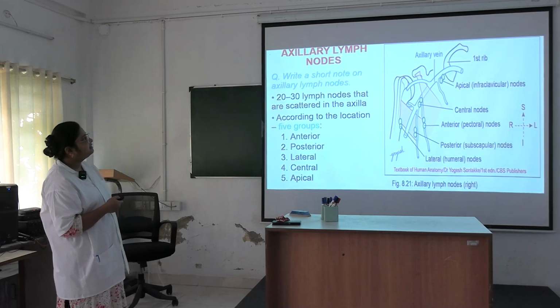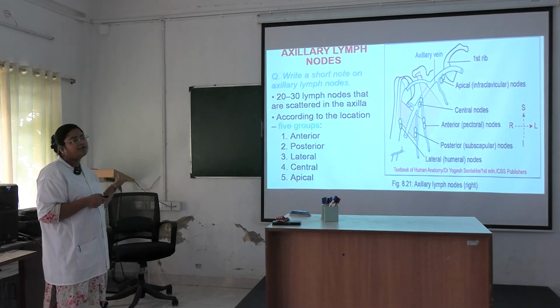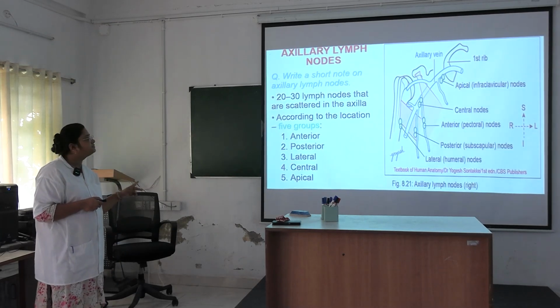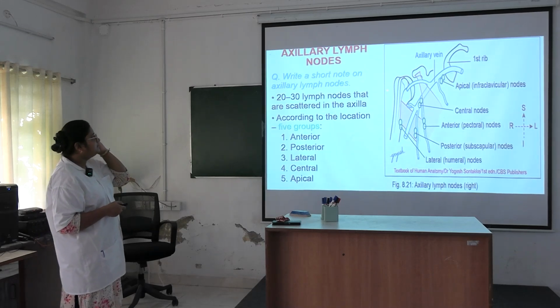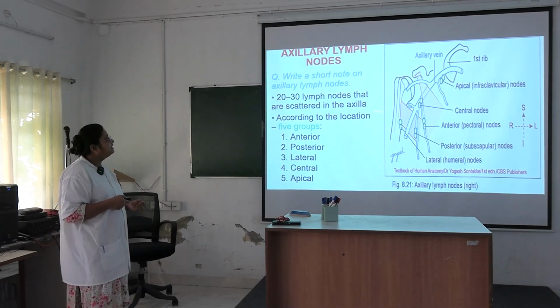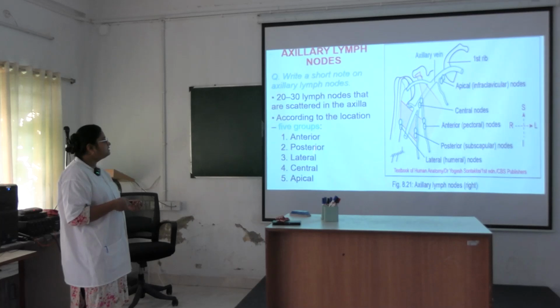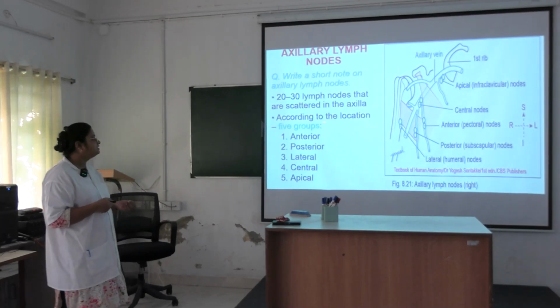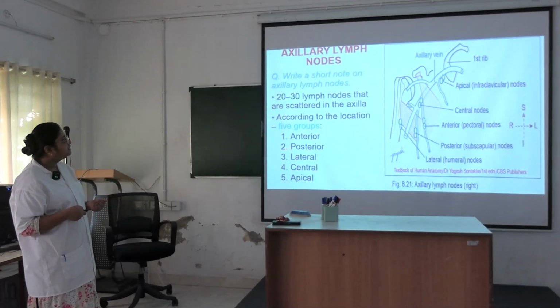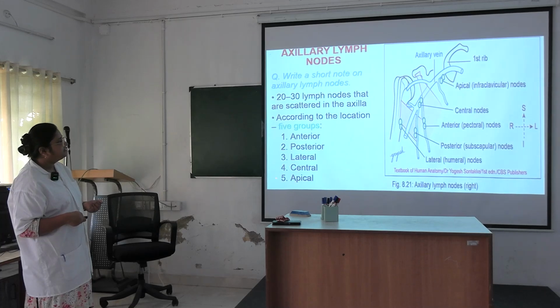Next we go to the axillary lymph nodes. This is a very important long question, axillary lymph nodes. There are 20 to 30 lymph nodes scattered in the axilla, and they are grouped in these 5 groups according to their location: anterior, posterior, lateral, central and apical. Okay.